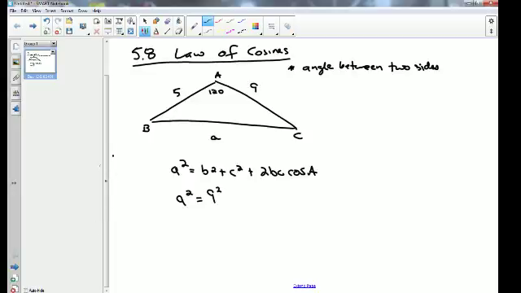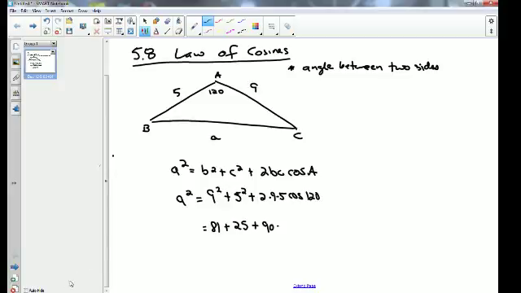Okay, so in this example, B is 9, C is 5. Cosine 120. It's an arithmetic problem at this point. Are you okay with that? Yeah. Okay, so 81 plus 25 plus 90.